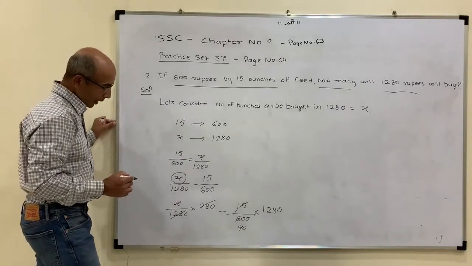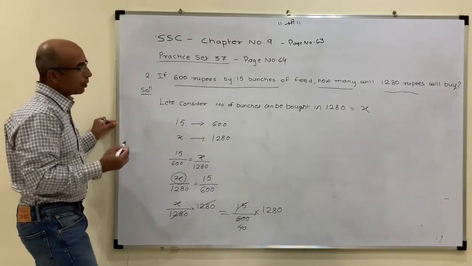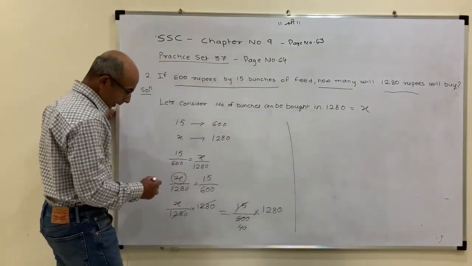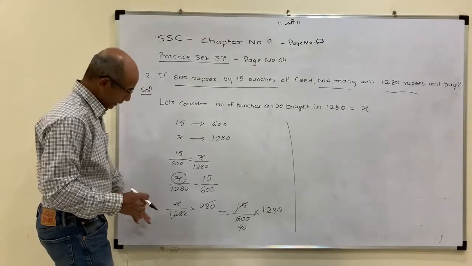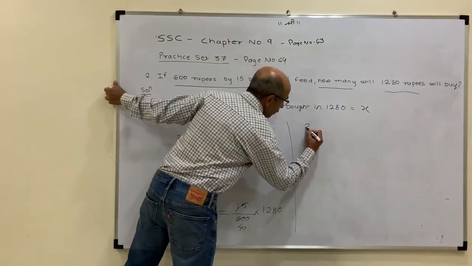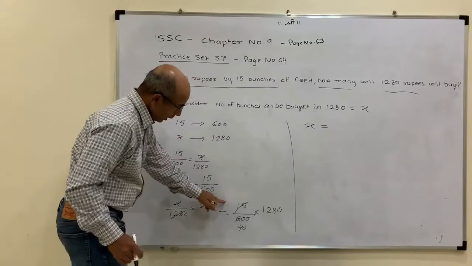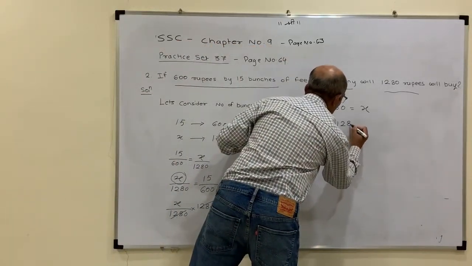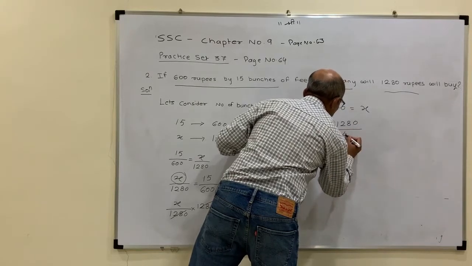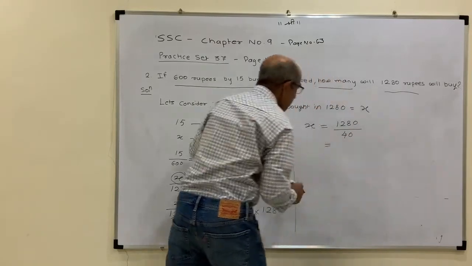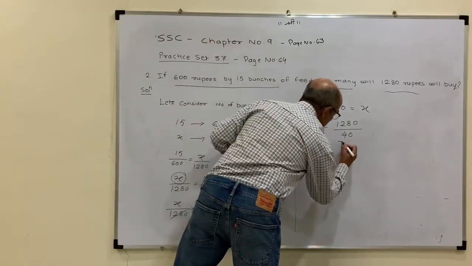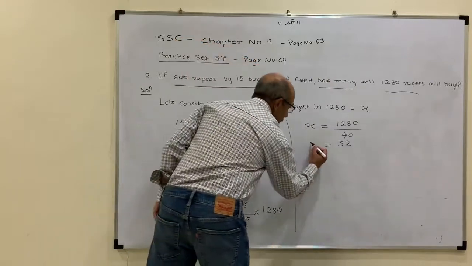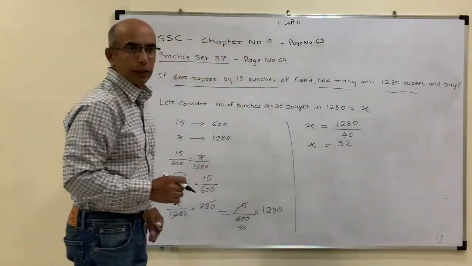Yeah, and then we'll do the rest on the next line. We can solve it in this line itself, but let's not do too many things in one step. So my x equals 1280 divided by 40. So again, 4 3s are 12, 4 2s are 8. So the value of x comes out to be 32.